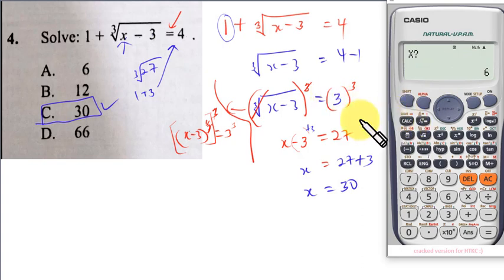Press on the calc again and test 12. Press 12 and press on the equal sign. I get 3.080083, and so on. I don't get 4, so that's not the correct answer.